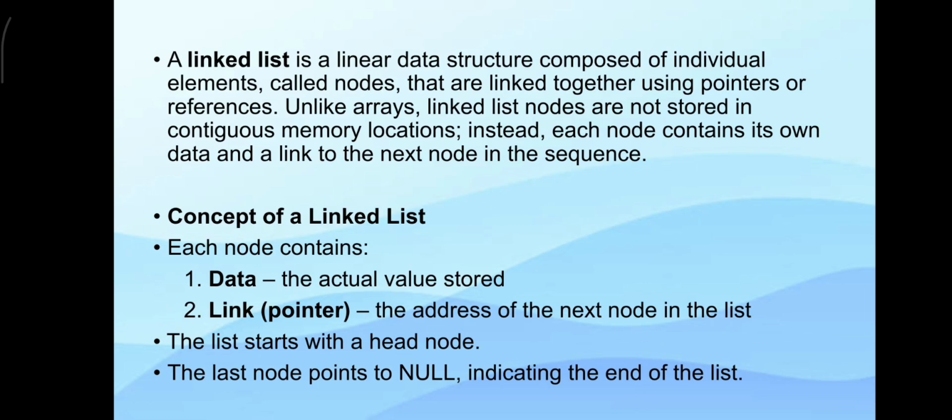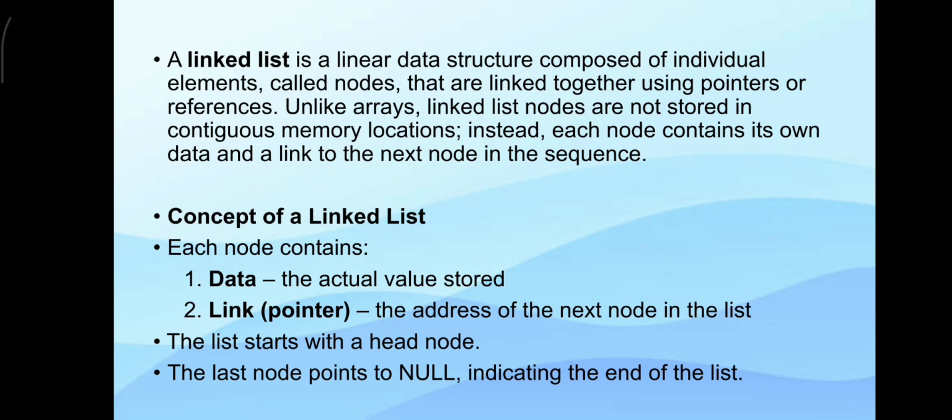What is a linked list? A linked list is a linear data structure composed of individual elements, called nodes, that are linked together using pointers or references. Unlike arrays, linked list nodes are not stored in contiguous memory locations. Instead, each node contains its own data and a link to the next node in the sequence. Concept of a linked list.